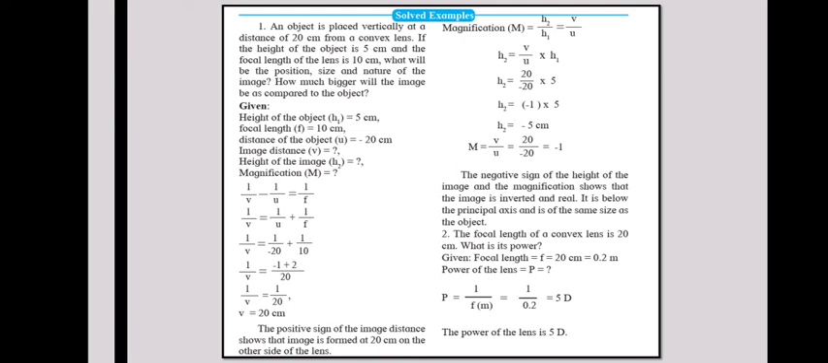Now second question. The focal length of a convex lens is 20 centimeter. So what will be its power? We know that power is inverse of focal length. So focal length is equal to 20 centimeter, right? Now we have to convert it into meters. So it will be 0.2 meters. So P is equal to 1 upon f, so it will be 1 upon 0.2. Simple calculation, and you will get 5 diopter as the power of the lens.